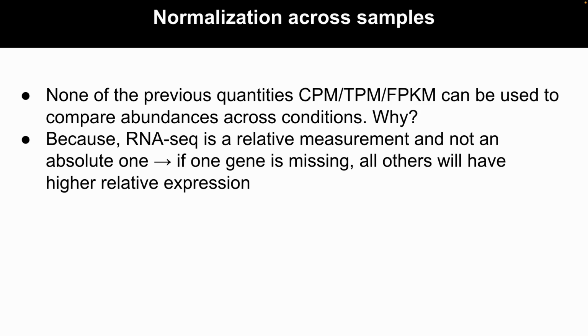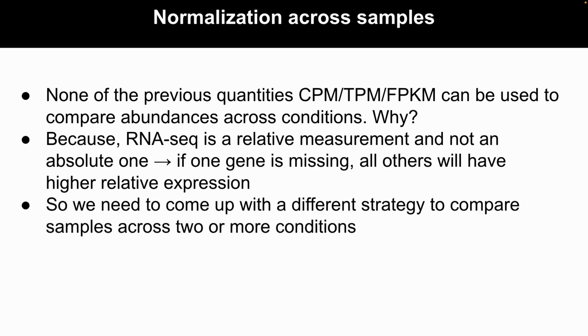So this is one which I already highlighted. If this is a relative measurement, if one gene either goes missing or goes up, then all other genes will have higher relative expression or lower relative expression, which is the example which we discussed. So we need to come up with a strategy which accounts for this kind of differential abundance structure, where we can compare samples across two or more conditions.